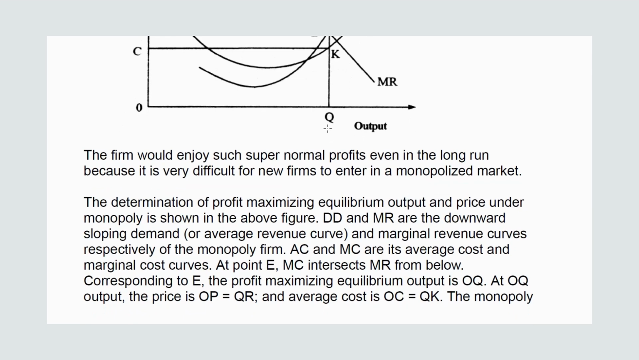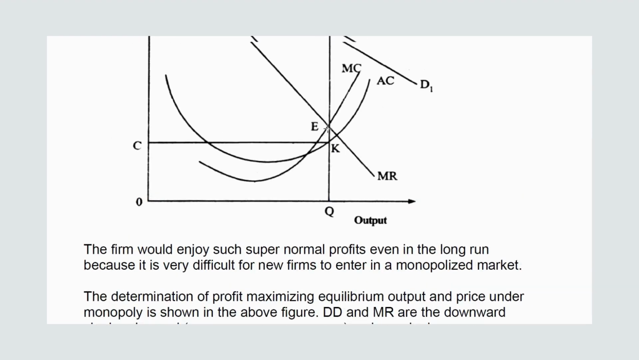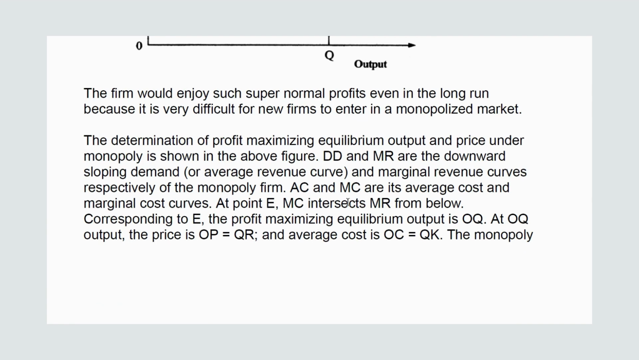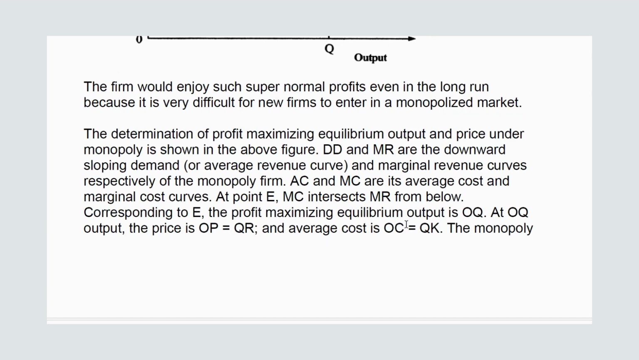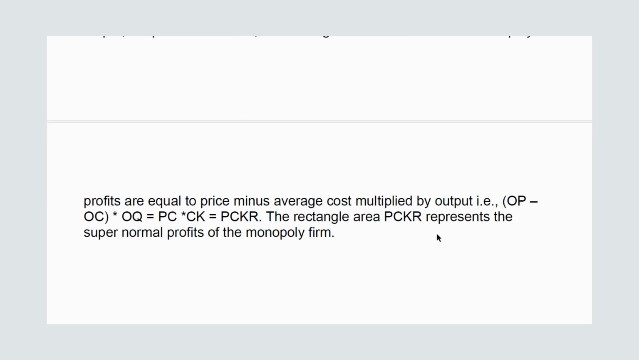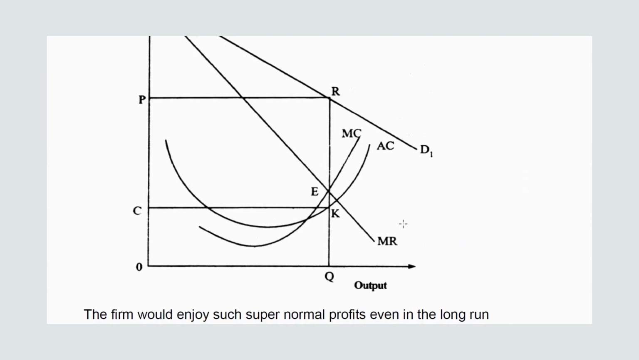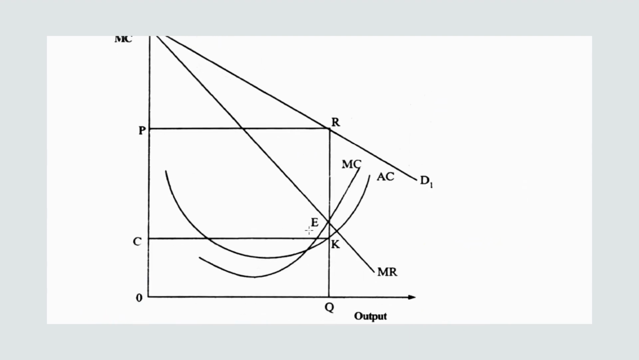So the profit maximizing equilibrium output is OQ. At OQ output, the price is OP equal to QR, where the average cost is OC, that is equal to OQ. So the monopoly profit is equal to price minus average cost. The rectangular area PCKR represents the supernormal profit of the monopoly in the long run. We can see PCKR here. This shows the supernormal profit of a monopoly firm.